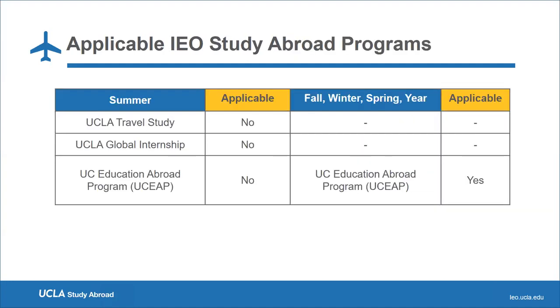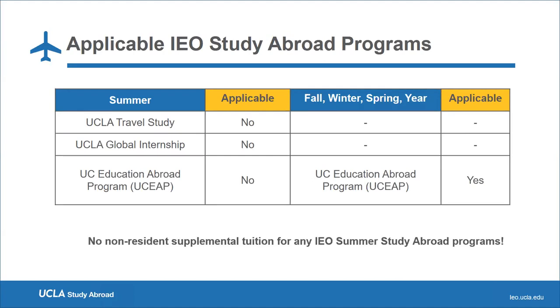So when it comes to study abroad programs, on the left-hand side, we see summer. These are the programs that IEO offers during the summer. That includes UCLA Travel Study, UCLA Global Internship, and the UC Education Abroad Program, which is otherwise known as UCEAP. As mentioned, for the summer, it is not an essential term, meaning there is no non-resident tuition for any of our summer programs. That's Travel Study, that's Global Internship, that's UCEAP. If you're interested in going abroad for the summer, our non-California residents will pay the exact total cost as our California residents. So that's a plus.